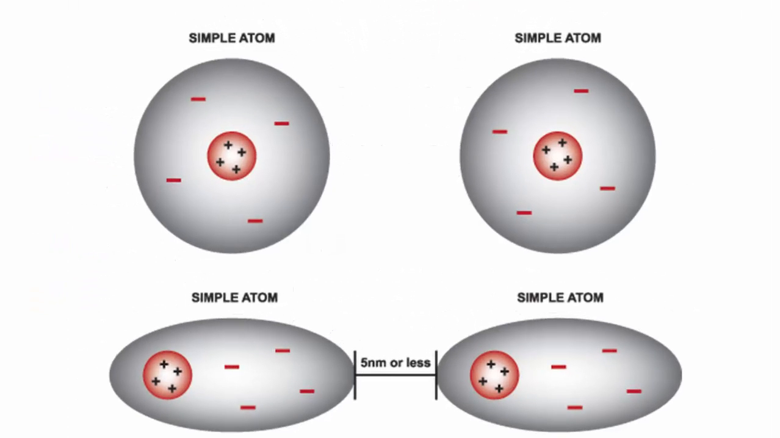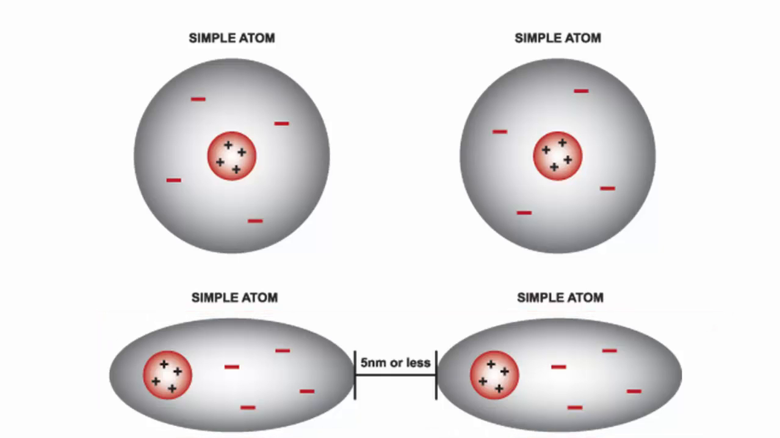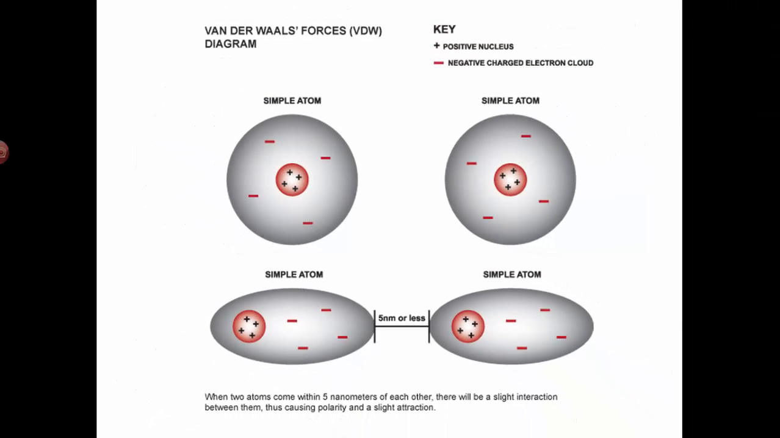This would be a very simple diagram of how it would work. You have a couple of simple atoms, positive charges in the nucleus, negative charges in the electron clouds. When they get close enough to each other, about 5 nanometers or less, the protons in the nucleus of one atom are going to be attracted to the electrons of the other atom, and they're going to pull them together. That's what it is. It sort of creates an impromptu dipole when they get close to each other. But they're very weak and they break very easily.